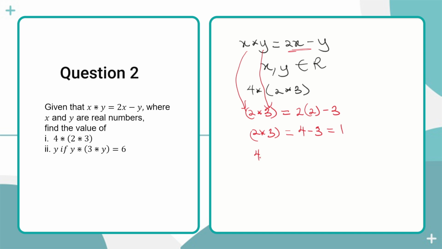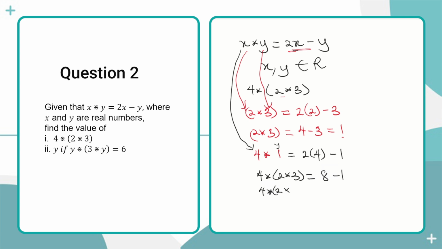So now we are going to have our 4, and then operation, the value for 2 operation 3, which is 1. So we put 1 there. So now wherever we have our x, we'll replace it with our 4, and wherever we have our y, we'll replace it with our 1 in the operation here. So that implies that we have 2 multiplied by 4 minus 1. So our 4 operation 2 operation 3 will be equal to 8 minus 1. So 4 operation 2 operation 3 will be equal to 7.